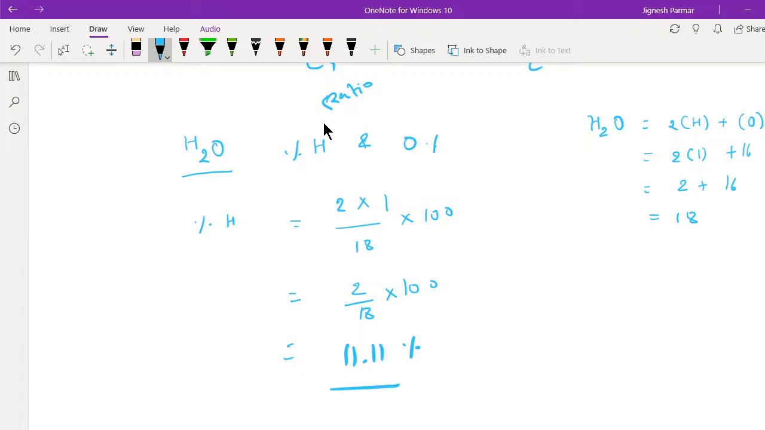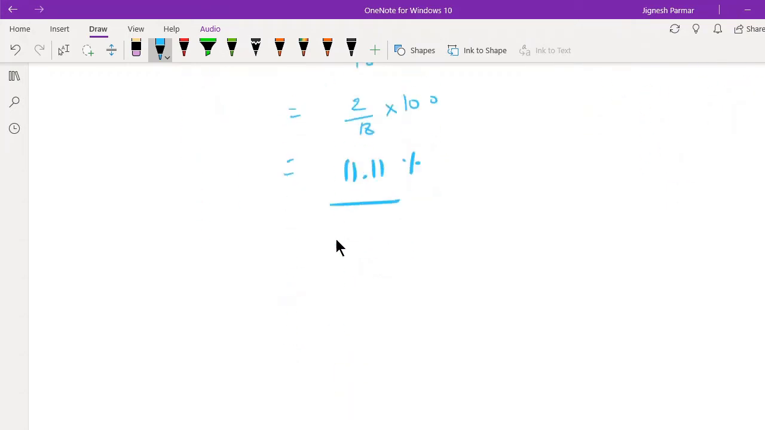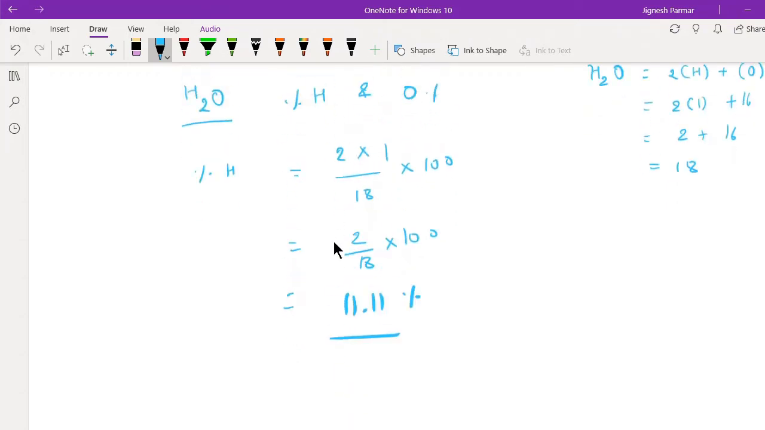Now what about the oxygen? There is another way to find it out. Subtract it from 100, and we get the answer. Yes, we can find it in this way also.